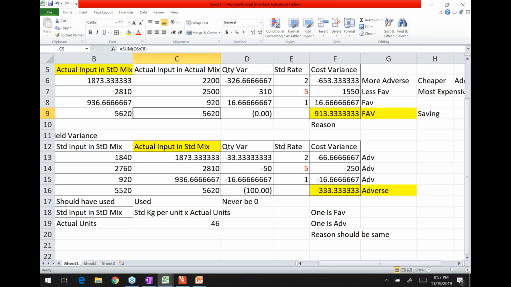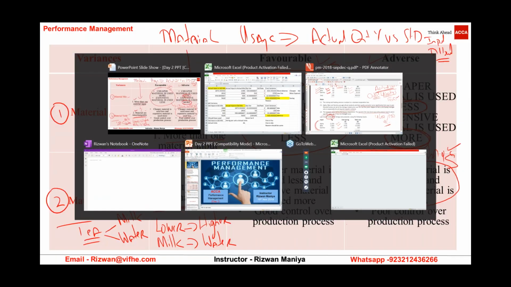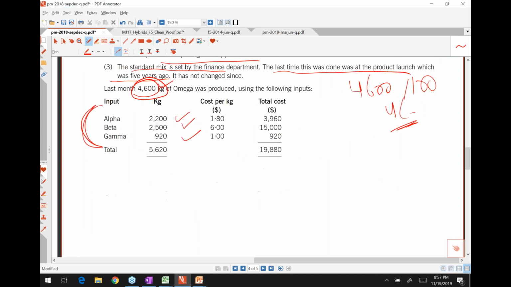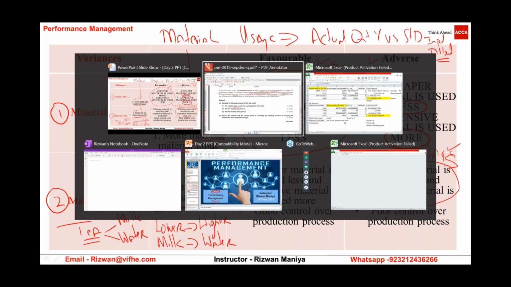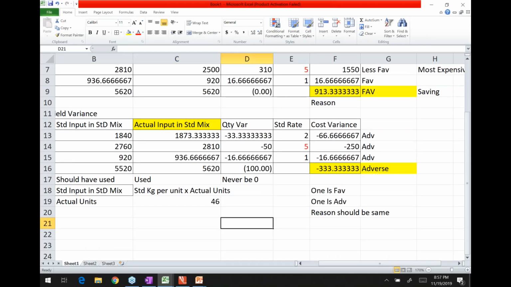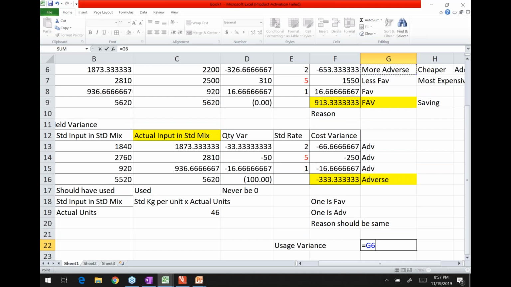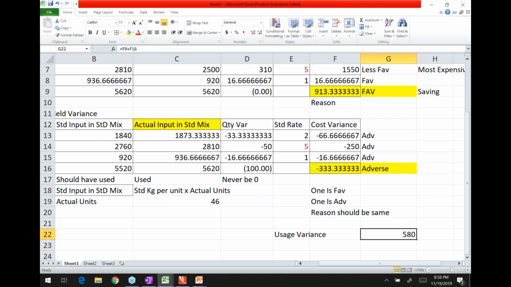Now, the next part of this question was to work out usage variance. As I mentioned, yield is basically the further bifurcation of mix and yield. If you need usage variance, one would say, okay, it's very simple. Just net off mix and yield, and you will work it out. Just net off these two, and this is usage. And the answer is favorable.